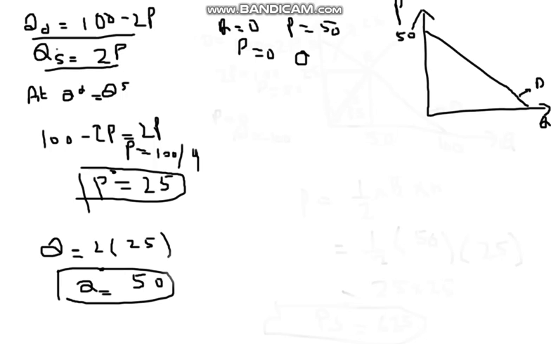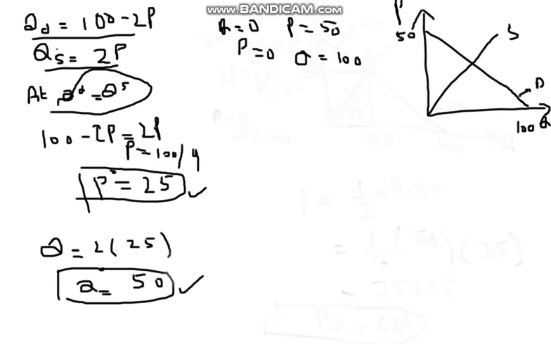In general the Q will be 100, so we have 100 here. Similarly, for the supply curve, when the price is equal to 0, the quantity supplied will also be equal to 0. So this is the supply curve. We have already found the equilibrium price and quantity by setting quantity demanded equal to quantity supplied. We have the equilibrium quantity of 50 and price of 25.